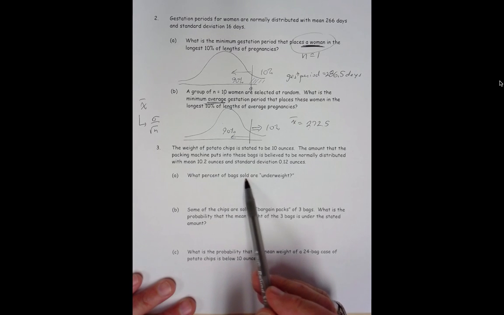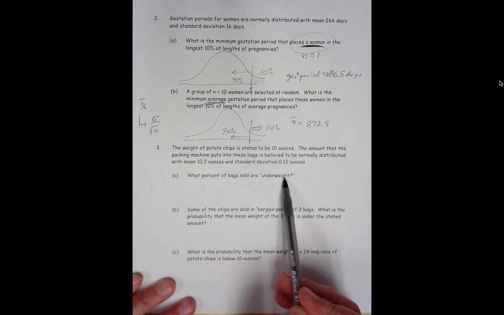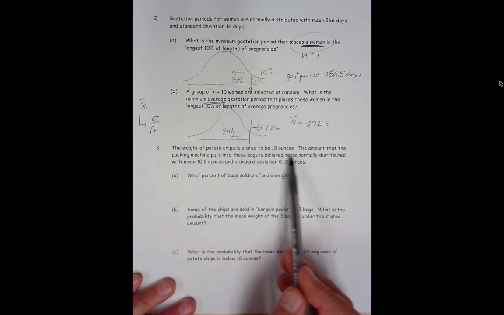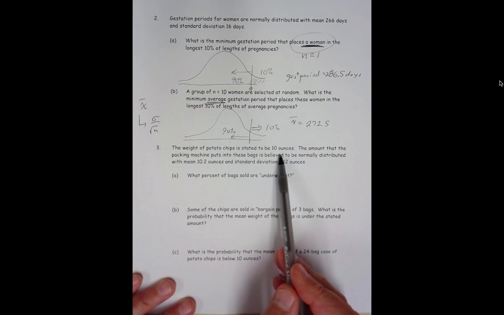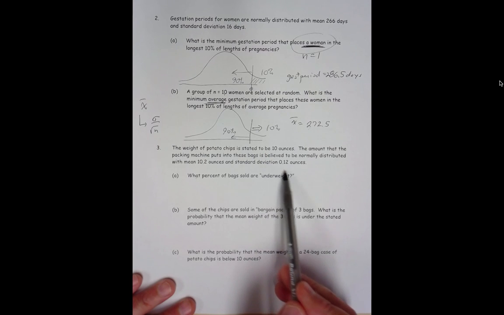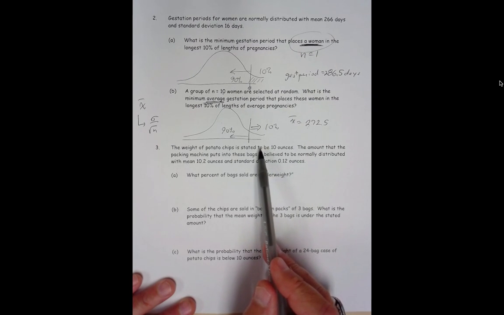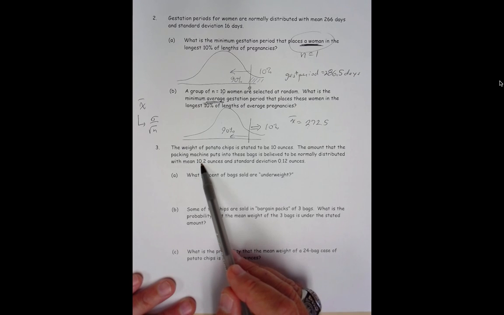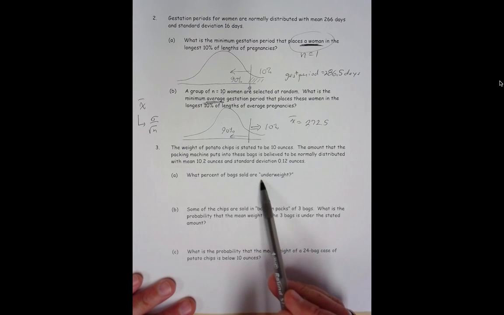So what percent of bags sold are underweight? Now typically the FDA will allow 5% to be underweight. Again, they don't care if you pay for 10 and get 20. They don't care if you pay for 10 and get 10.1. They may not even care if you pay for 10 and get 9.9 based on the standard deviation. But if you get too far below the stated amount, then you're not getting what you paid for, and the FDA loses their mind over that. So what percent sold are underweight?